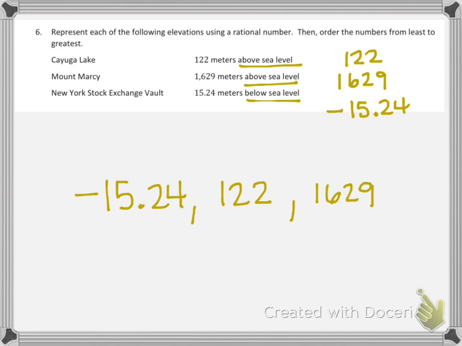Negative 15.24 is the New York Stock Exchange vault. 122 would be Cuyahoga Lake. And the farthest above sea level is Mount Marcy.